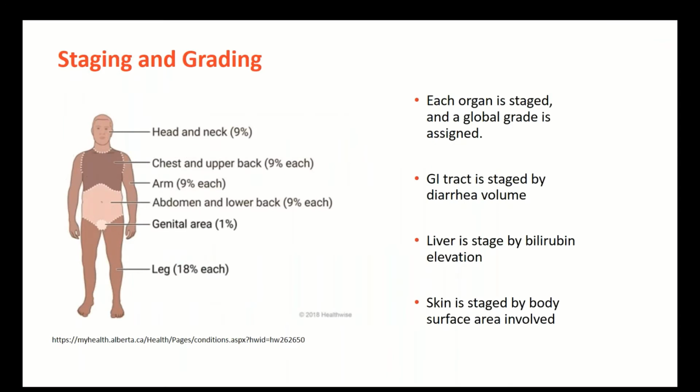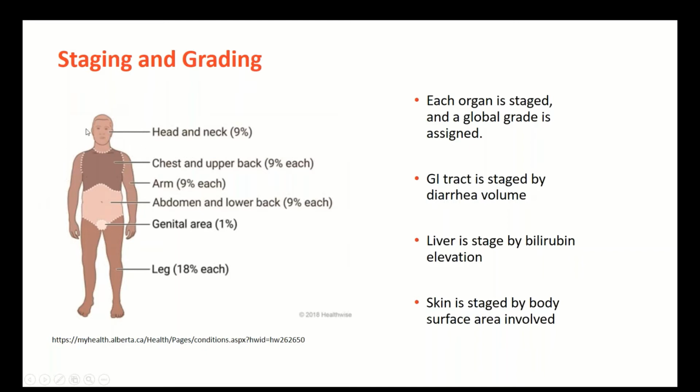In terms of staging and grading, each organ is going to be staged and then a global grade is assigned, and I'll show you that on a subsequent slide. The GI tract is staged by diarrhea volume. Liver is staged by the degree of bilirubin elevation with discrete cutoffs, and the skin is staged by body surface area involved.